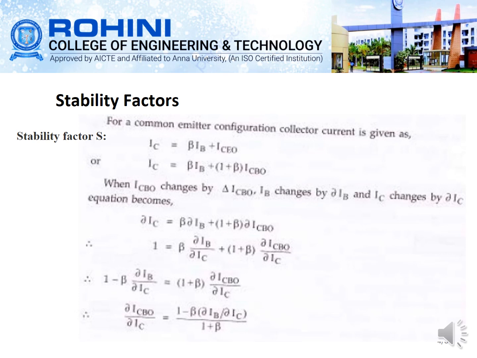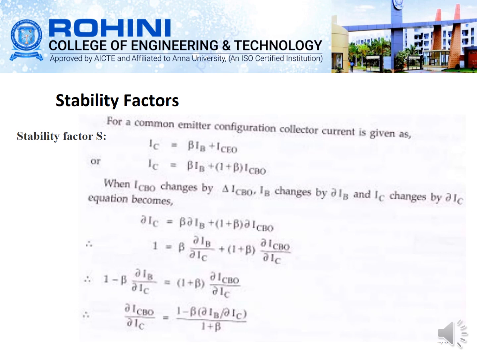For a common emitter configuration, the collector current consists of the minority current as well as the majority current. The majority current is beta into IB, and the minority current is ICO. When the emitter is open circuit, we can write the equation as IC equals beta IB plus 1 plus beta into ICO. When there is a change in ICO, then IB changes by dou IB and IC changes by dou IC.